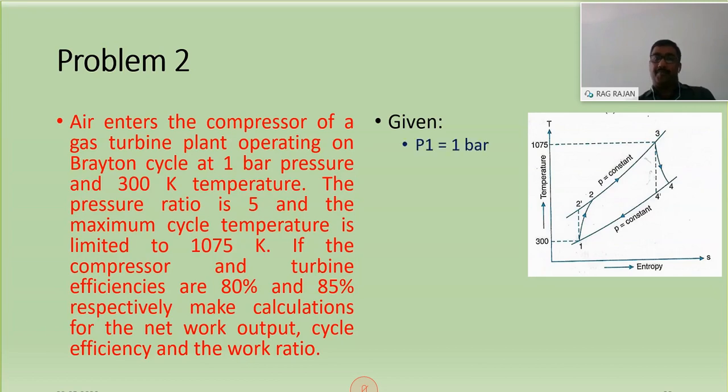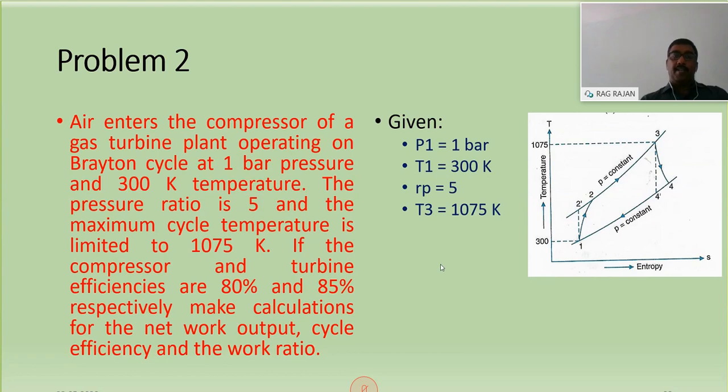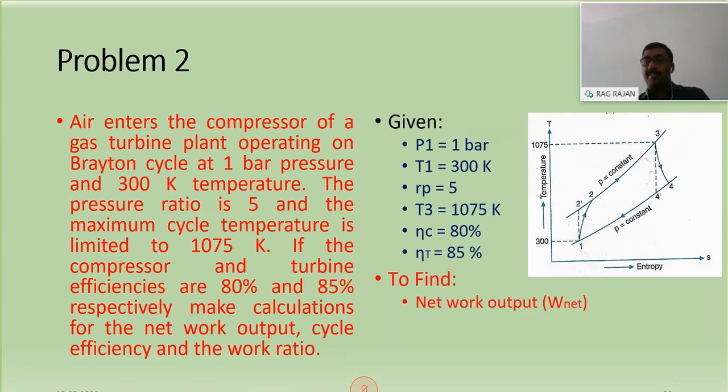So what are the things given? Here P1 is given as 1 bar. T1 is given as 300 Kelvin. That is also shown here. Now you are having the pressure ratio as 5, Rp is equal to 5. The maximum cycle temperature, T3, as we have seen in the last problem, is 1075 Kelvin. And the compressor and turbine efficiencies, eta C is equal to 80% and eta T is equal to 85%. These are the things given in the question. You have to find out net work output, that is W net, cycle efficiency eta, and work ratio. So how to solve this problem?